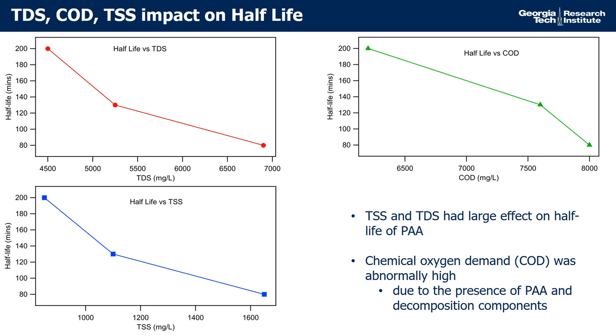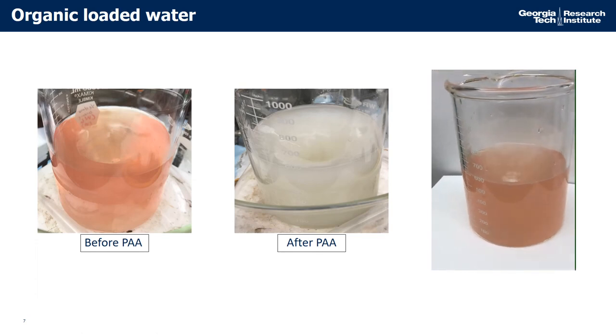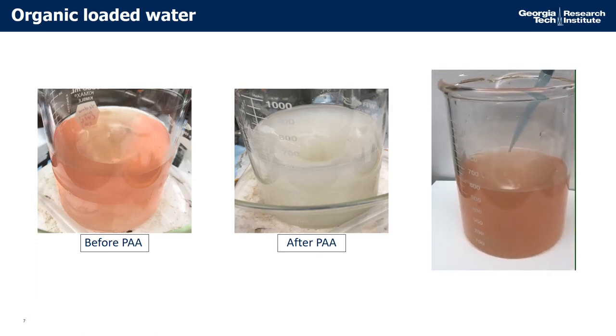When the previous study was completed, we measured the TSS, TDS, and COD of the various media solutions. The graphs here show the effects of these various carbon sources on the half-life of our PAA solution. As can be seen, as the carbon load increases, the half-life drops, meaning that PAA is consumed faster. And with the carbon loading similar to that in chillers, the half-life of PAA could be as low as or lower than 80 minutes.